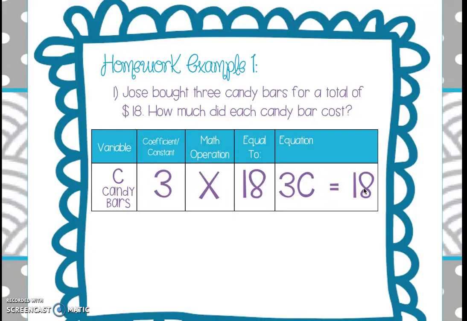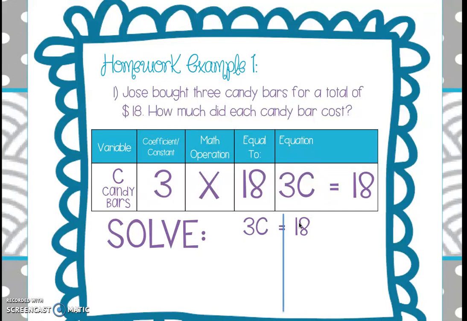The second part of all of these questions is that you have to solve your equation. So we're starting with our original equation, 3C equals $18. This is just a one-step equation for us to solve. So we draw our line down the middle, as per usual, and we're going to try to get the C by itself because we want to know what each individual candy bar costs. So to do that, we use the inverse of multiplication, which is division, and we're going to divide out the 3 on both sides. Okay?